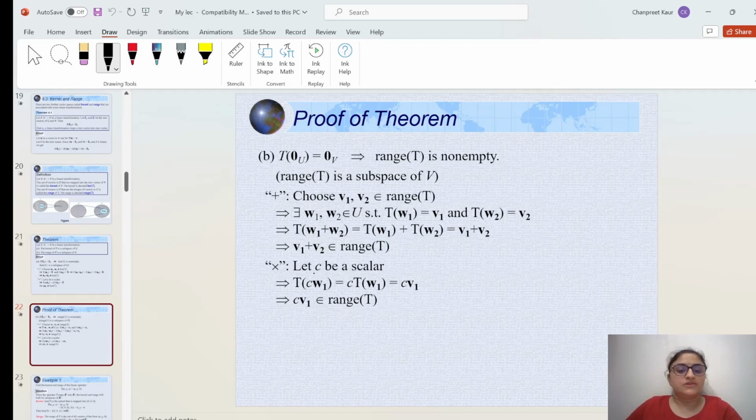For scalar multiplication, let C be any scalar, and we consider T applied to C times W1. By the property of linear transformation, it turns out to be C multiplied by TW1. Whereas V1 was a member of the range, therefore V1 can be written as TW1. So here we simply get that CV1 has a pre-image, namely CW1 in U. Therefore CV1 belongs to the range of T.